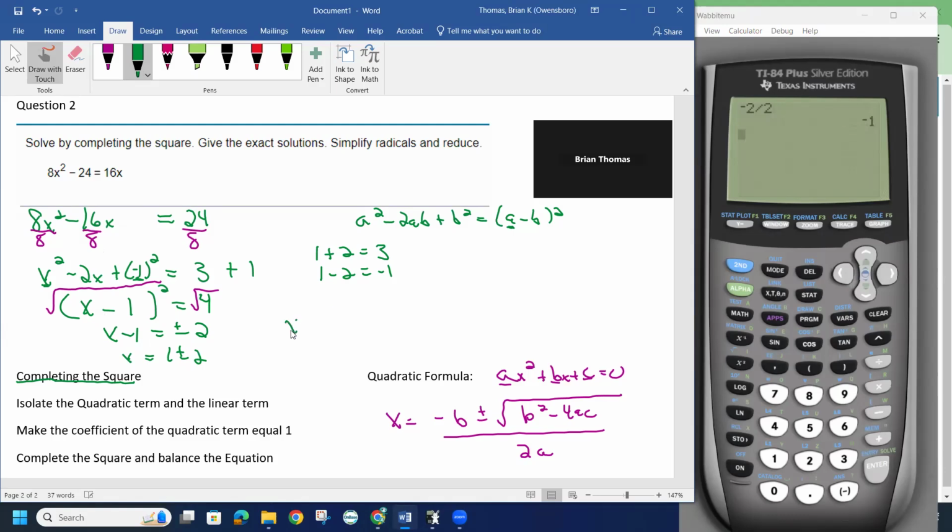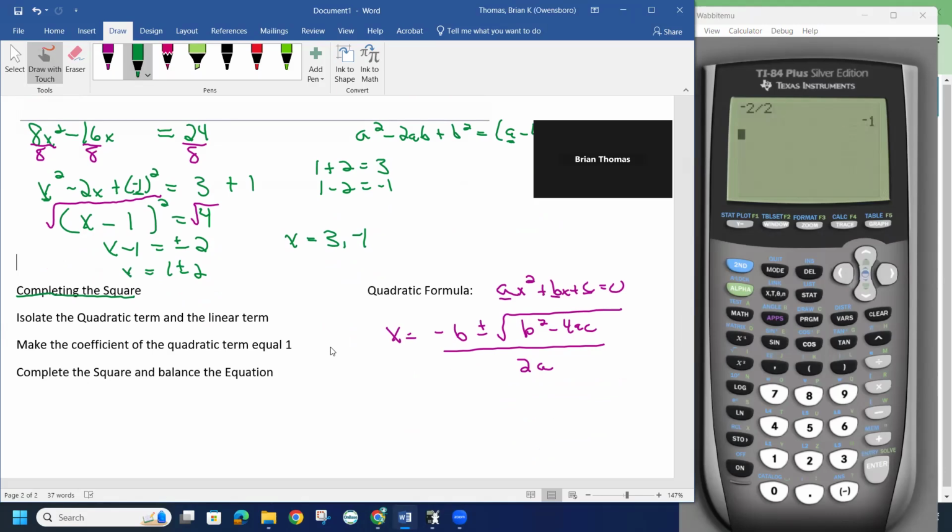So that means x has to be 3, and let me use a comma there. I think they say separate by commas. So 3, comma, negative 1 would be your two solutions. So that's what completing the square looks like.